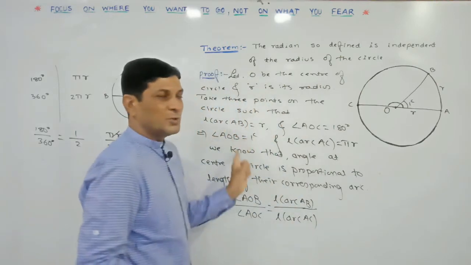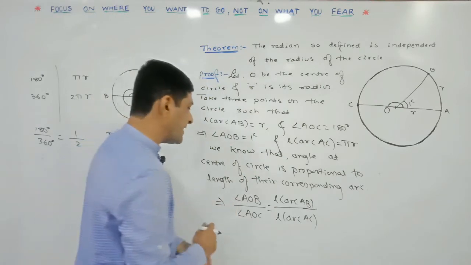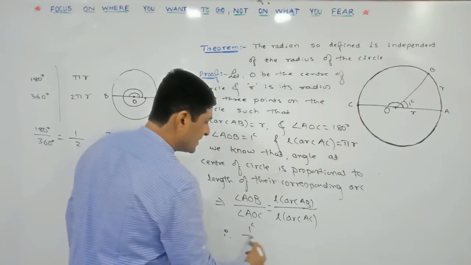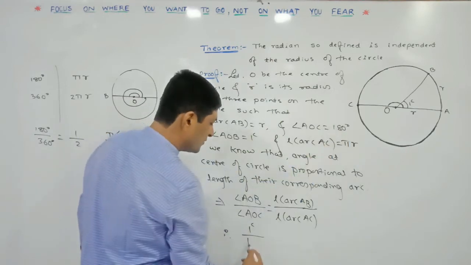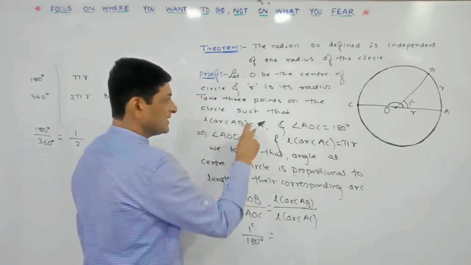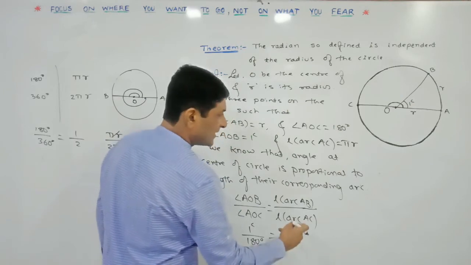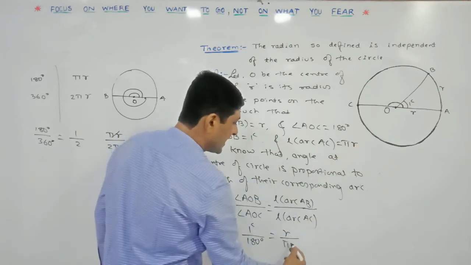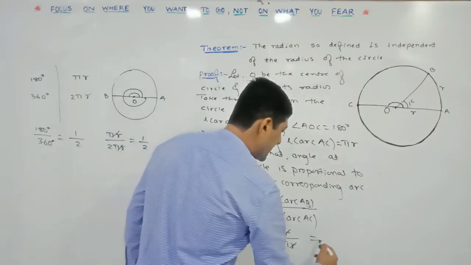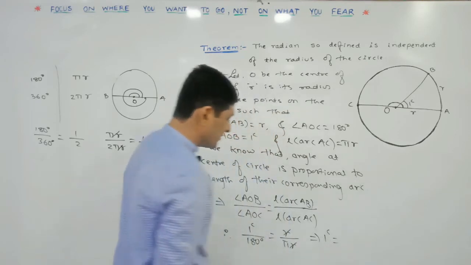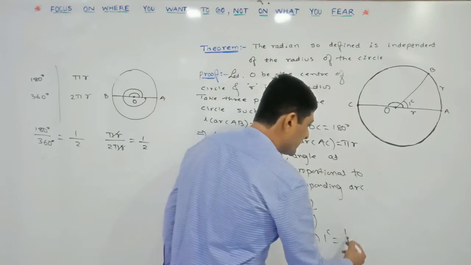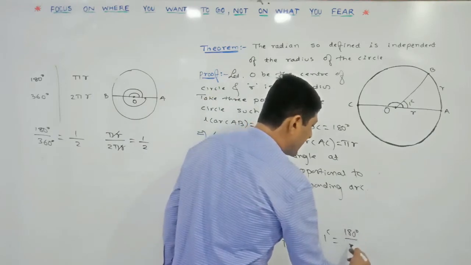Already these values are known to us, and the remaining part is just to substitute them. Angle AOB is equal to 1 radian, angle AOC is equal to 180 degrees, arc length AB is equal to radius r, and arc length AC is equal to pi r. Here r and r will get cancelled, which implies that 1 radian is equal to 180 degrees divided by pi.